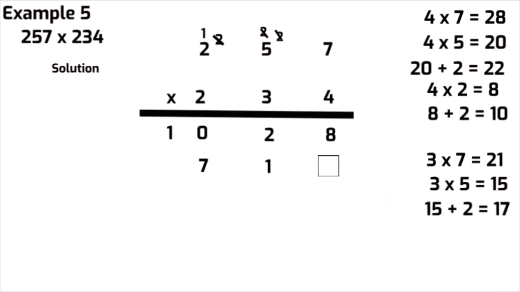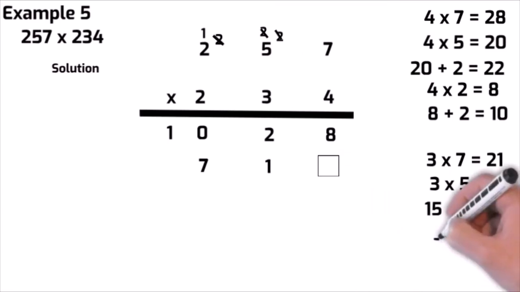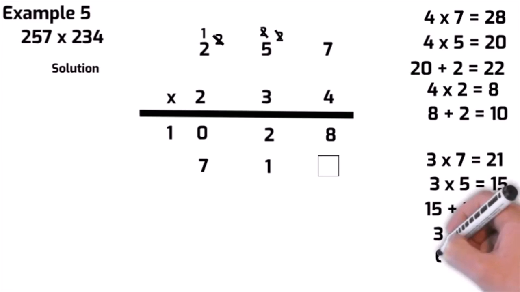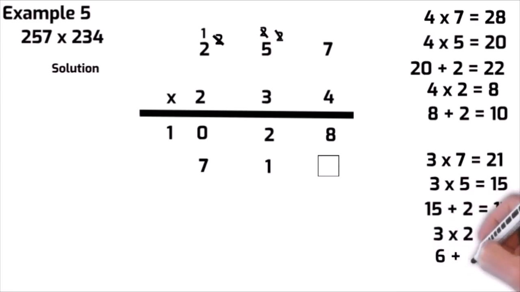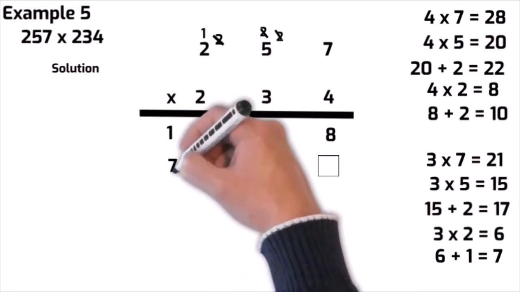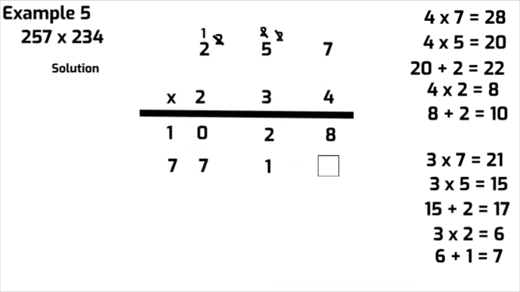Now we say 3 times 2. 3 times 2 gives us 6. 6 plus the 1 we carried over, or brought over, gives us 7. So we go over and write down 7. We are done with the second multiplier.